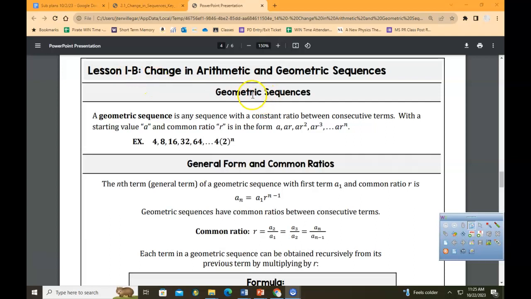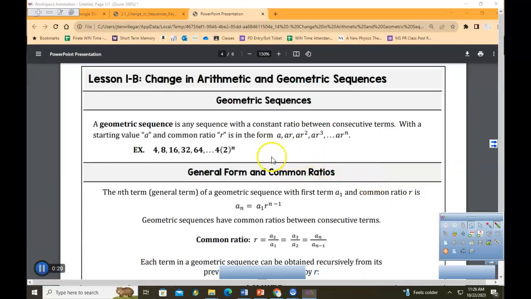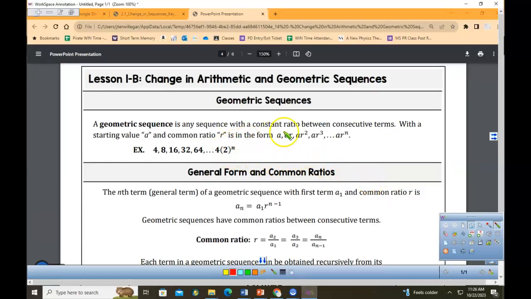Today we're going to be looking at geometric sequences and what makes them different than arithmetic sequences. With an arithmetic sequence, we found a D, which was a common difference. Here we're going to find an R, which is a common ratio. So instead of adding or subtracting each time, we're going to be multiplying each time. So 4 times 2 is 8, 8 times 2 is 16, 16 times 2 is 32. So it'd be 4 times our ratio to the power n.